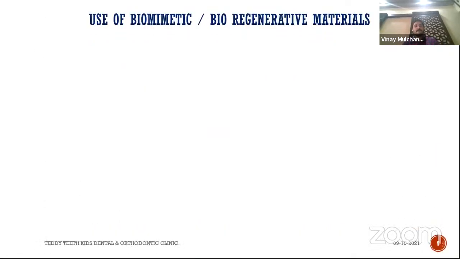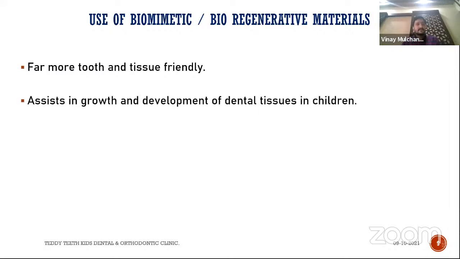Now, the next topic that I would talk about is the use of biomimetic and bioregenerative materials. The need for these materials arose because the earlier materials were not tissue friendly. They had some toxic properties which we eventually realized. So the use of silver amalgam fillings, which incorporate mercury, was eradicated. Now these biomimetic materials are biologically friendly, and they have a regenerative property. They aid in growth and development of dental tissues in children.